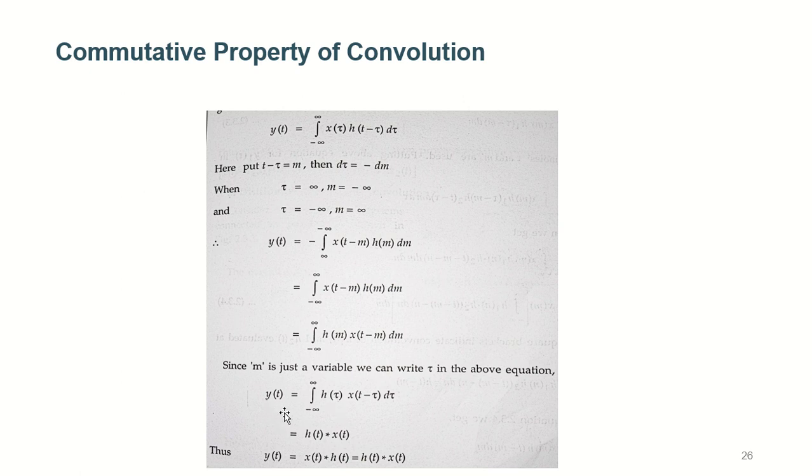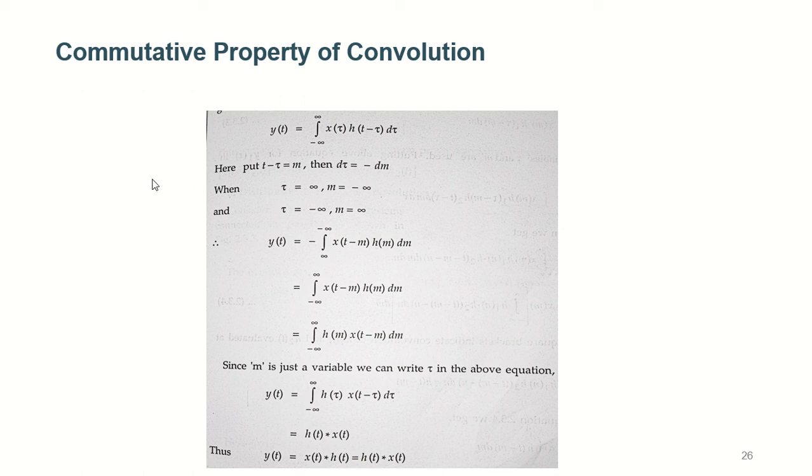So we'll get y of t is equal to the integral from minus infinity to infinity of h of tau into x of t minus tau d tau. Now again, see, isn't it similar to this one? It is nothing but h of t convolution x of t. So from this we can write y of t is equal to x of t convolution with h of t, which is also equal to h of t convolution with x of t. So that is your commutative property.